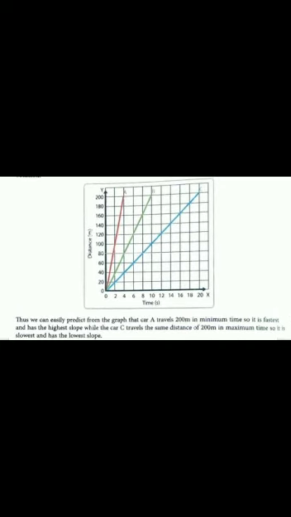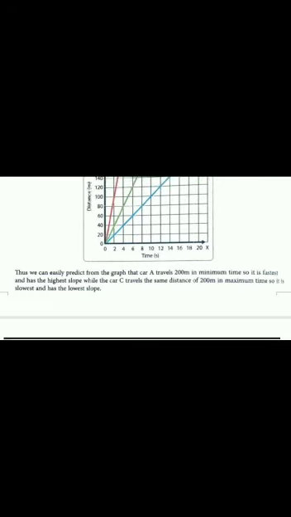Thus, we can easily predict from the graph that car A travels 200 meter in minimum time. So, it is fastest and has the highest slope. Look, A has the highest slope. While car C travels the same distance of 200 meter in maximum time. So, it is the slowest and has the lowest slope. So, the greater the slope, the fastest the speed, and the lower the slope, the slowest the speed.